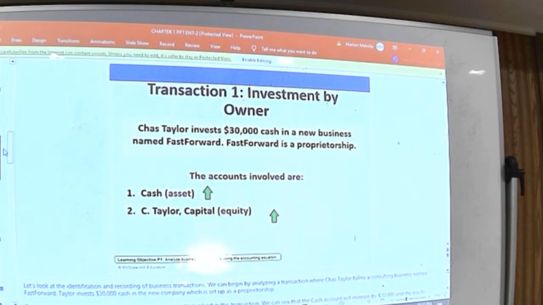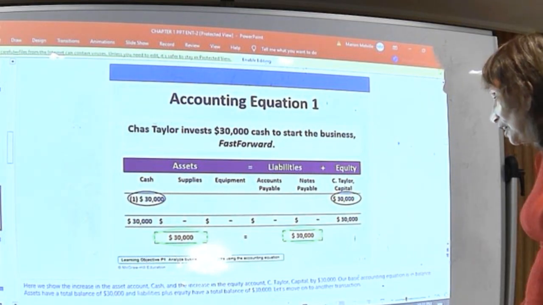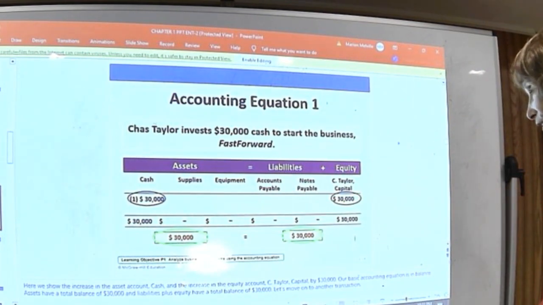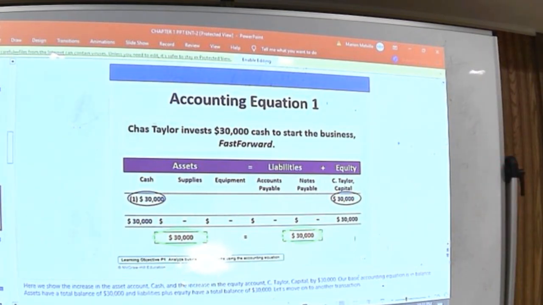I'm going to go through these a little bit fast. They're kind of tedious for you, but I think they're important for you to understand that our accounting equation is always in balance. Okay, so we've got this kind of a spreadsheet here. You can see we increased cash 30,000 on the left side of the accounting equation. On the right hand side, we've increased equity, 30,000 on the left, 30,000 on the right. Everything is in balance as it should be.